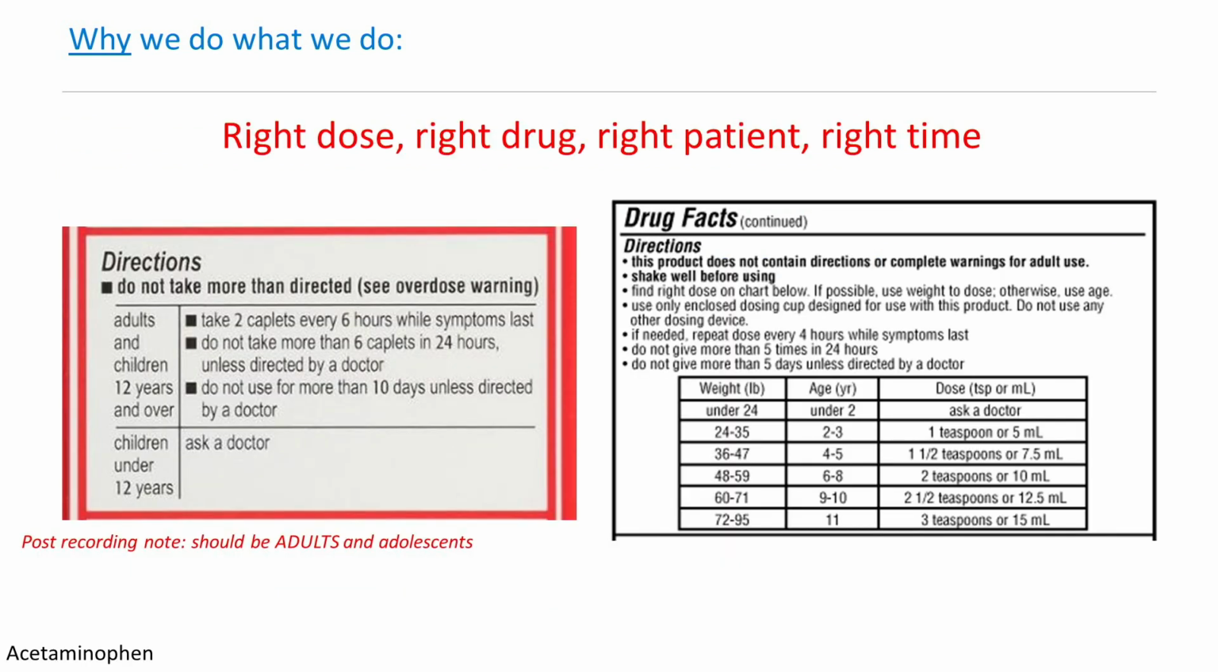Ultimately, why we do what we do is to get the right dose of the right drug to the right patient at the right time. And that can be as simple as this acetaminophen label, which is take 2 caplets every 6 hours while symptoms last for children and adolescents. For the case of acetaminophen, you have a fairly wide therapeutic range, which means most people will be covered by the same dose. However, sometimes you need to dial in a little bit more closely to that therapeutic range.